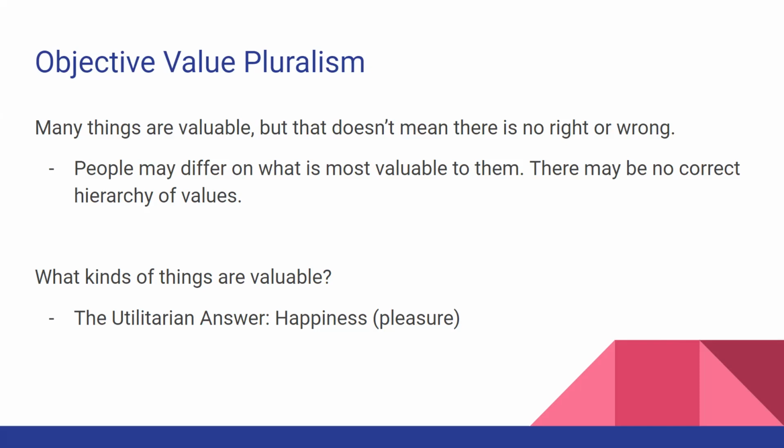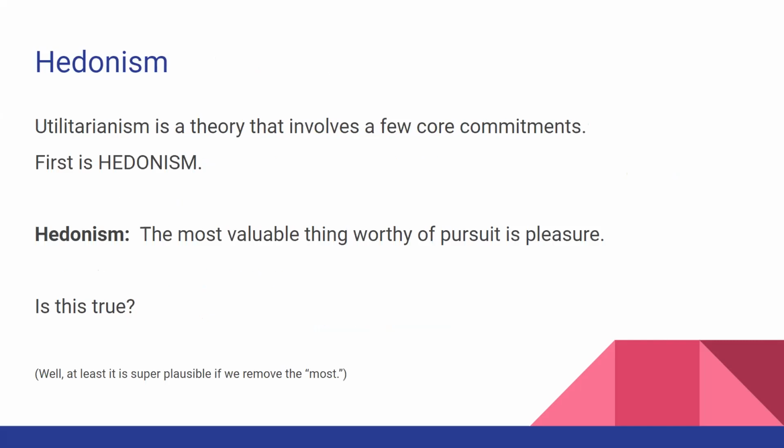One particular ethical view that has an answer to the idea of what ultimately is valuable is the utilitarian view. The utilitarian view says that ultimately the thing that is of most value in human life, in the world, is happiness, or as they often think of it, a kind of pleasure. So let's think a little bit more closely about utilitarianism. Utilitarianism has three main components.